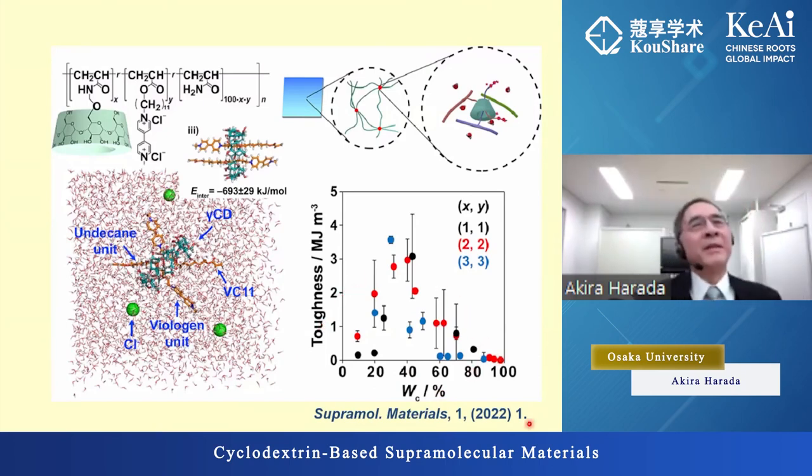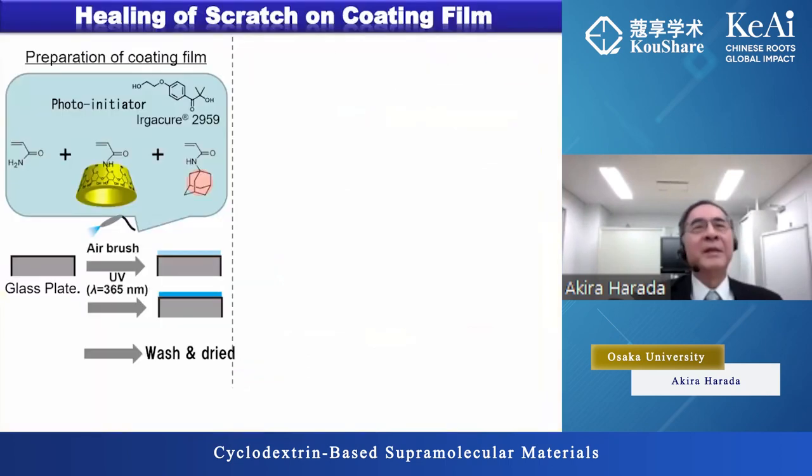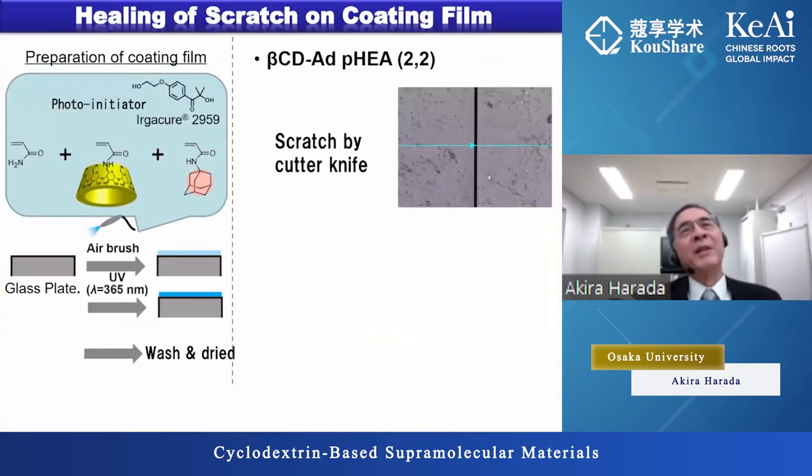Okay, this is an article published in Supramolecular Materials, the first volume, maybe. And what happened on the coating film on the hard materials? An aqueous solution of cyclodextrin monomer, the guest monomer, and the acrylamide main monomer with the photoinitiator right here was sprayed on the glass plate and irradiated with light to initiate the polymerization. After washing and drying, the thin film was obtained.